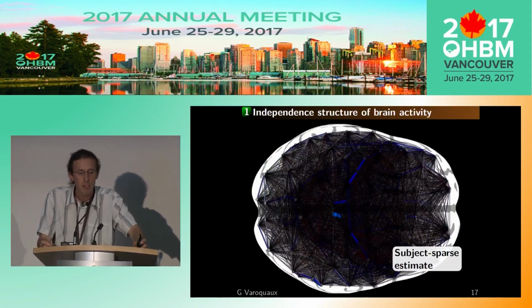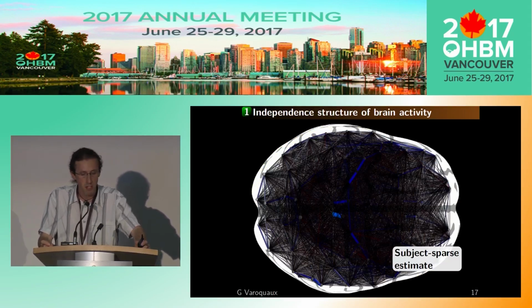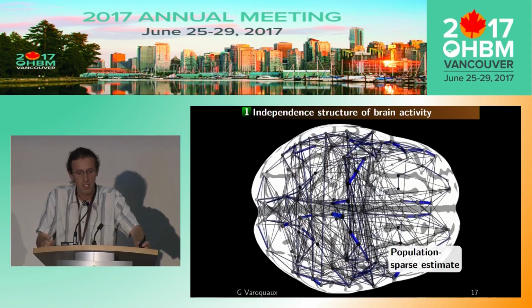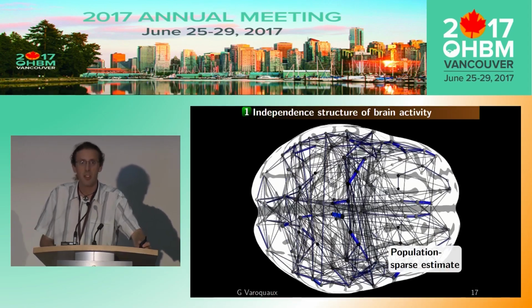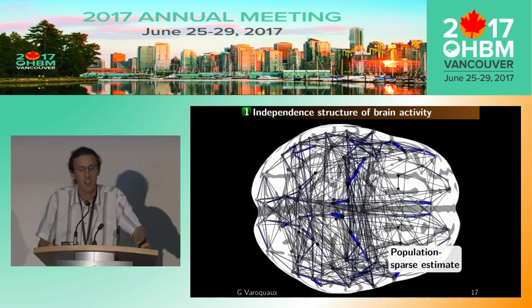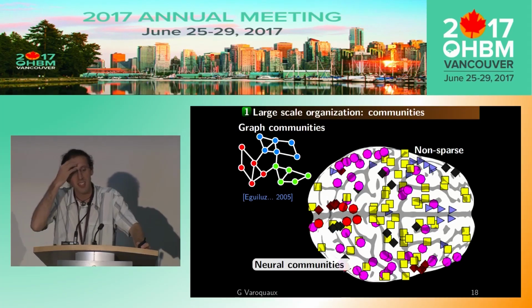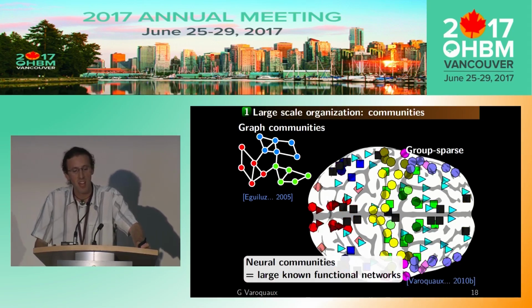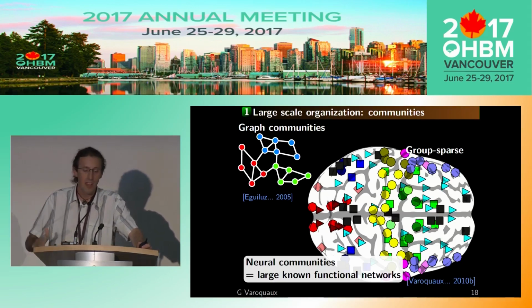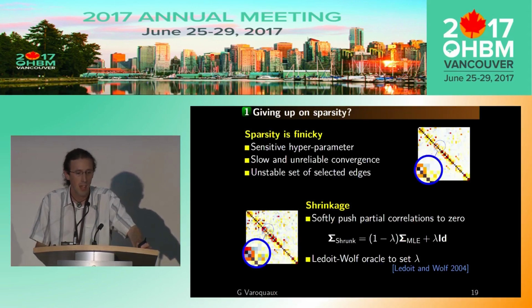And if you look at the independence structure, this is a subject sparse structure. This is a population sparse one, so it's much sparser, much easier to interpret, isn't it? Okay, it's a bit hard to interpret, so we can look at things like modularity of this graph, and this is with a non-sparse graph, and this is with a population sparse graph, and here we can see a structure that is much closer to known structure. So we can claim it's a better structure. We're quite convinced it's a better structure.